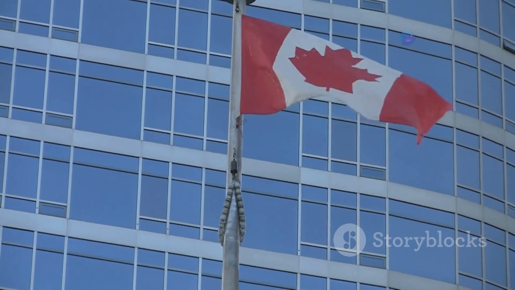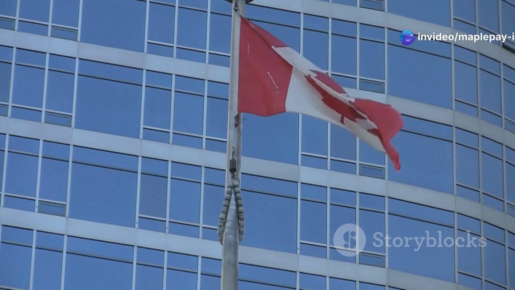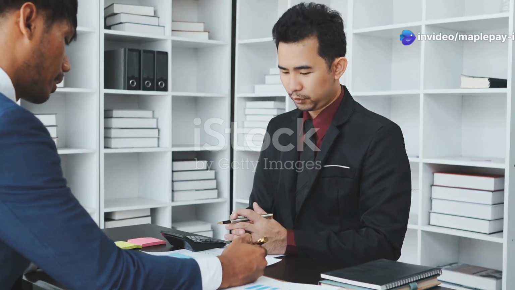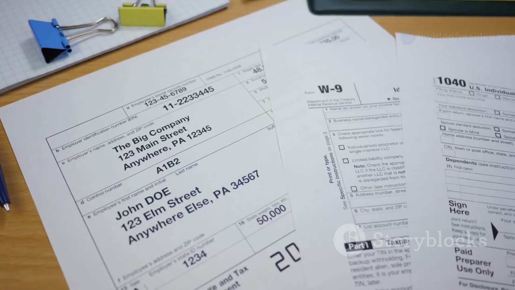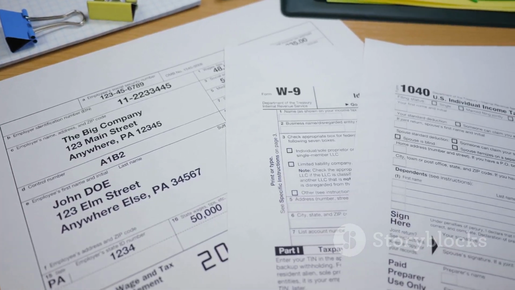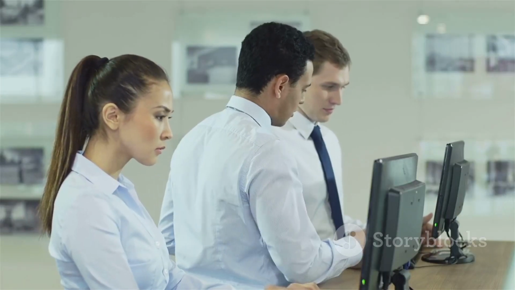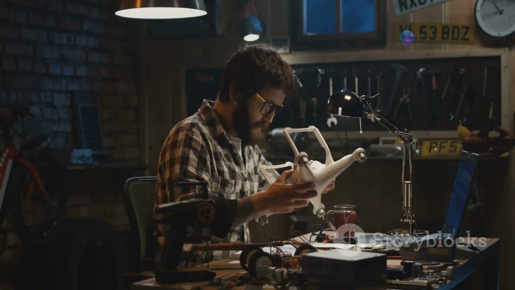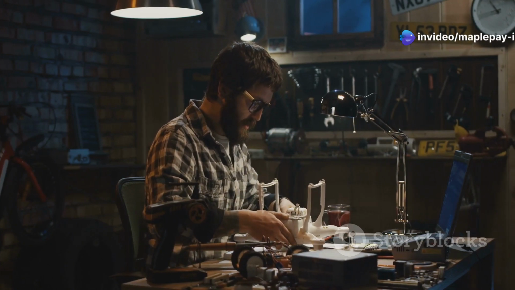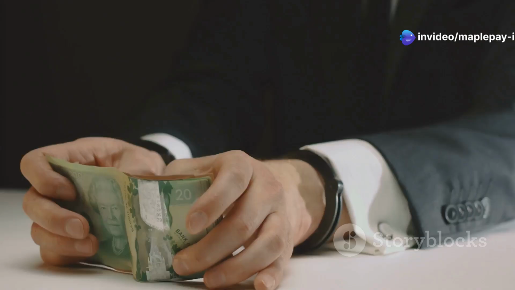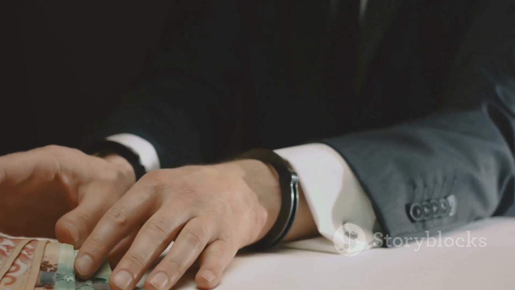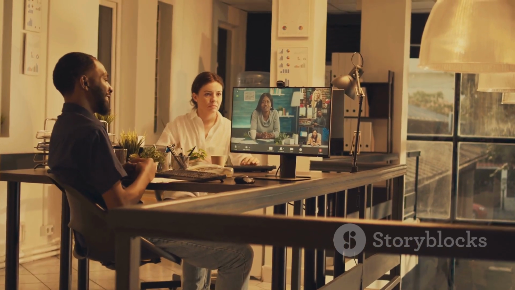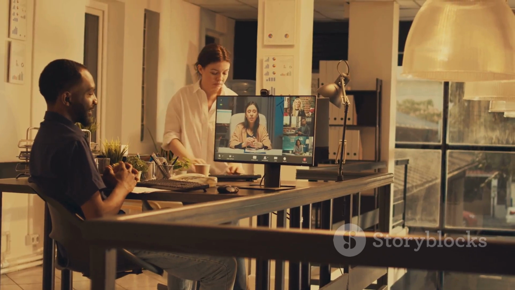Section 5. Determining the correct classification. Determining whether a worker is an employee or an independent contractor is not always straightforward. The CRA considers several factors, including control: who controls how, when, and where the work is done; tools and equipment: who provides the tools and equipment needed for the work; financial risk: can the worker realize a profit or loss from the work; and integration: how integrated is the worker into the company's operations.